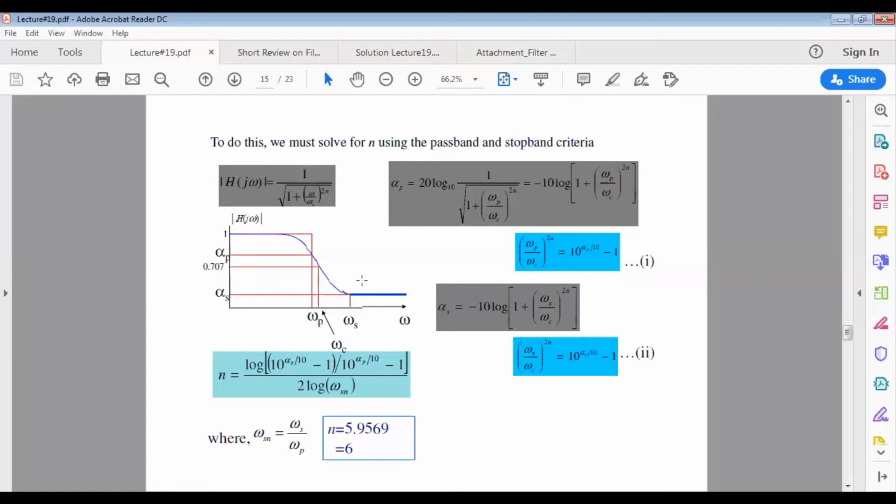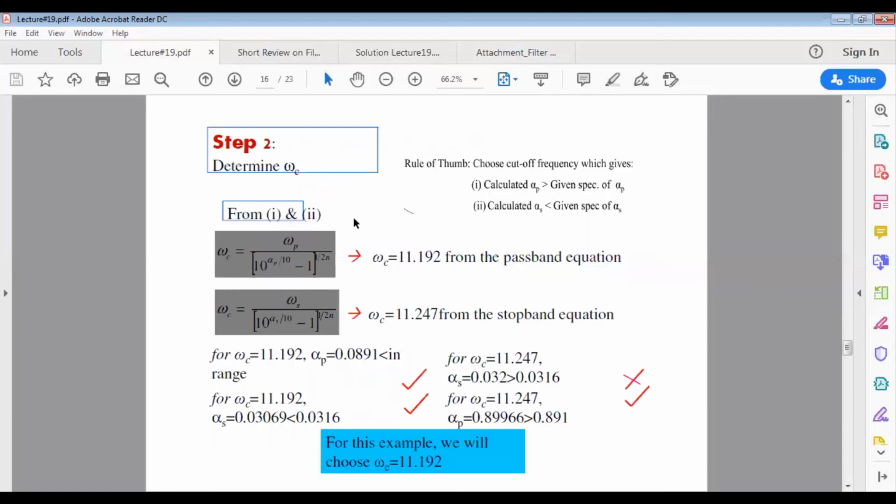Okay. Hopefully it's clear about the Bode diagram for this low pass filter. Okay, step number 2 is to determine the cutoff frequencies. We are supposed to have two equations of omega C, as mentioned before, which is obtained from equation 6 and equation 7. You can refer to my notes.